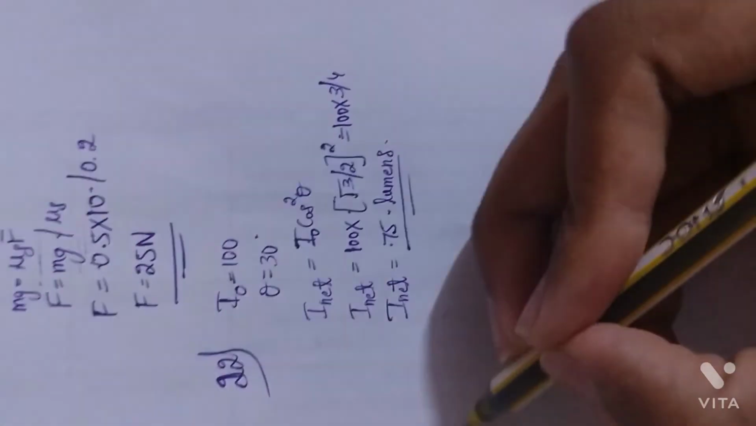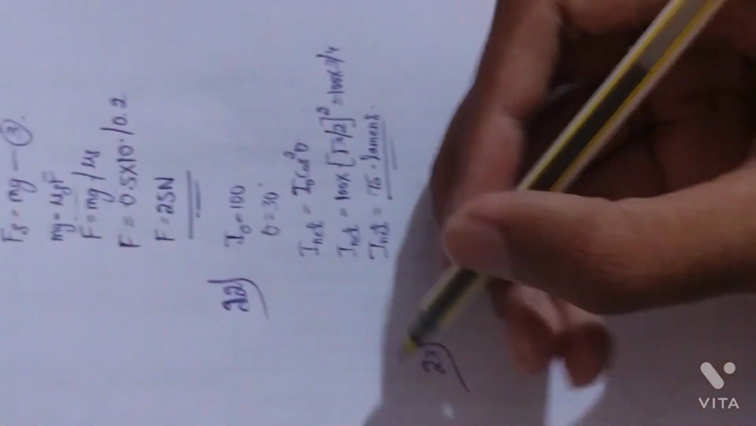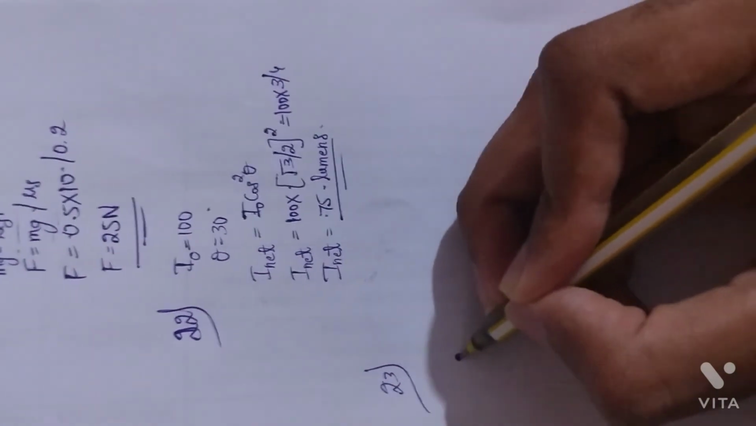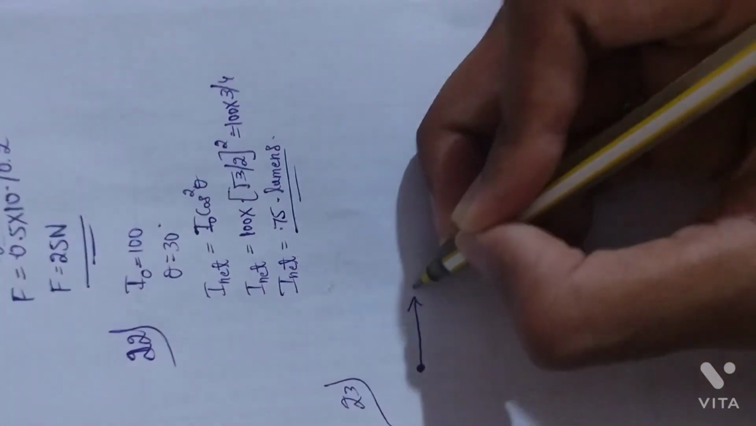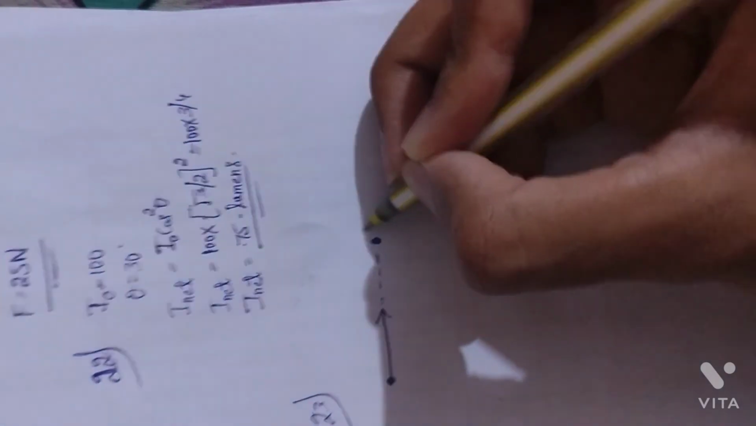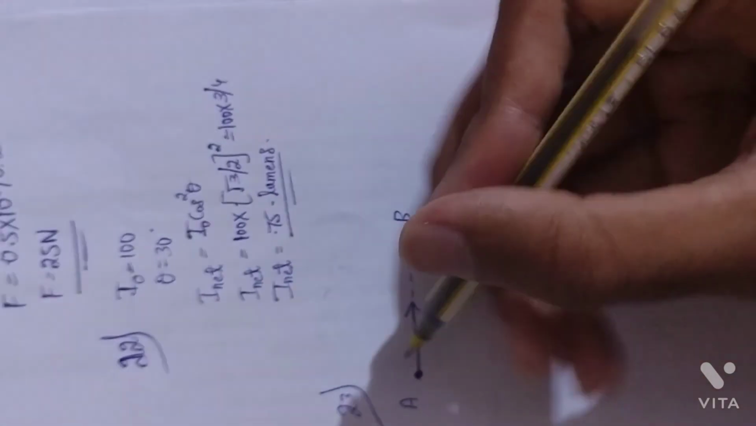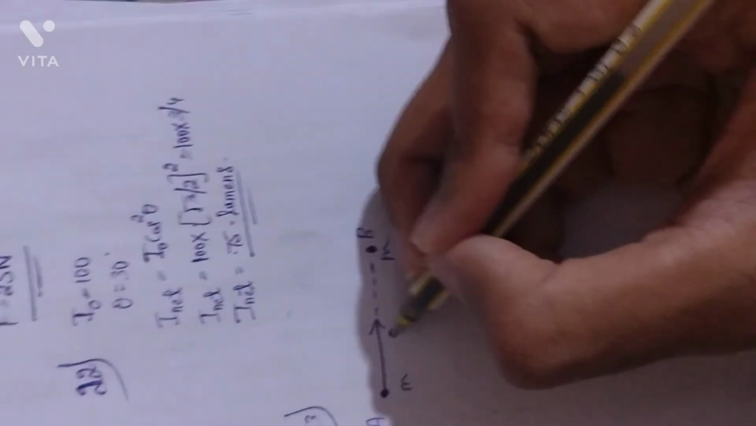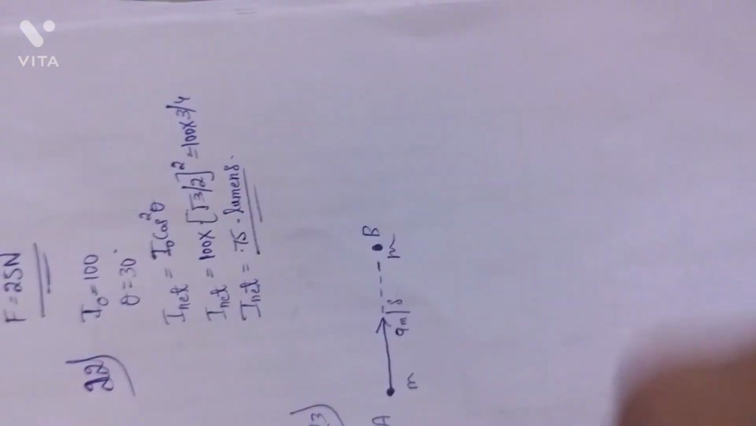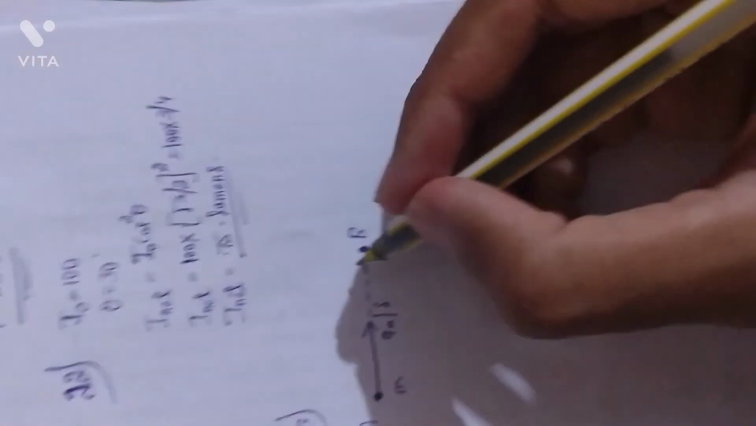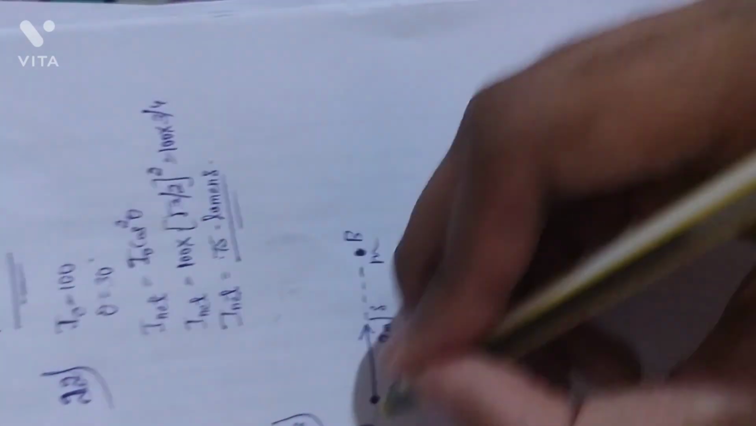First, before the collision, see here question 23. Before the collision, first it was in one direction, point A, point B. So A, B. The mass is M, it is also M. 9 meters per second they have given, the speed before collision. One ball is at rest, another ball is moving.